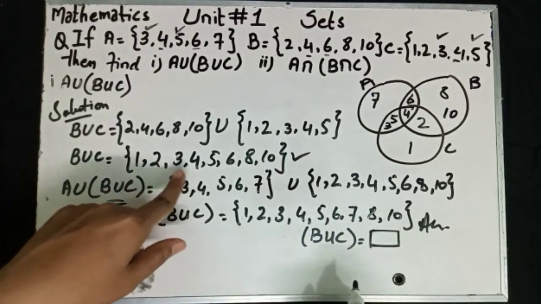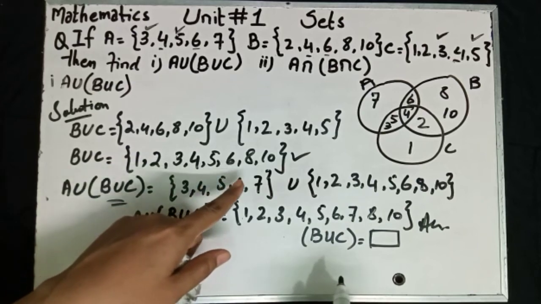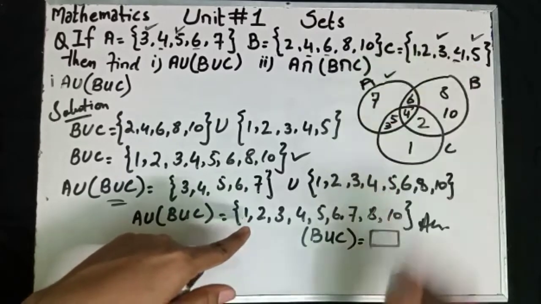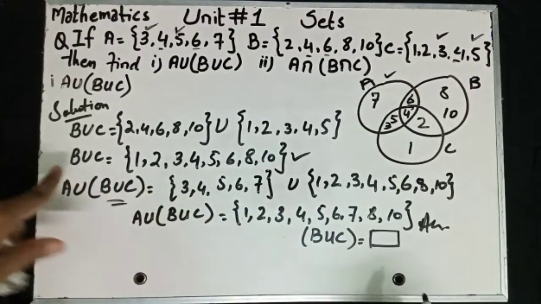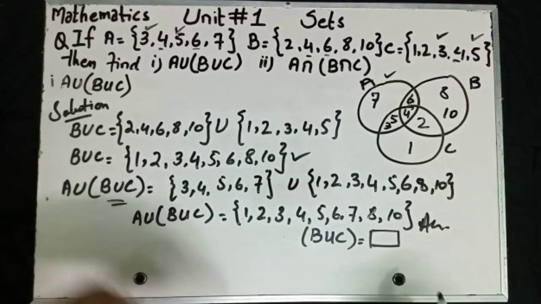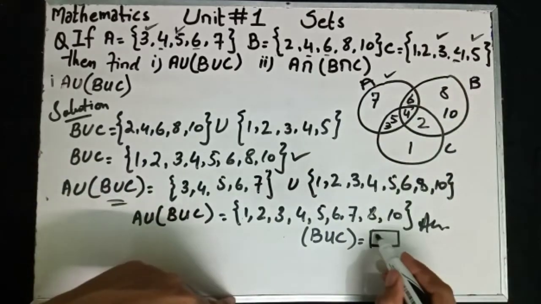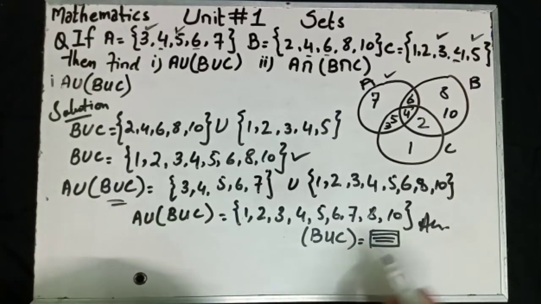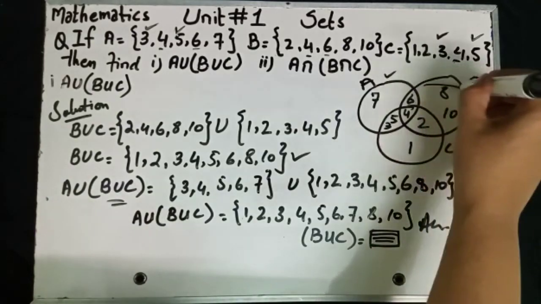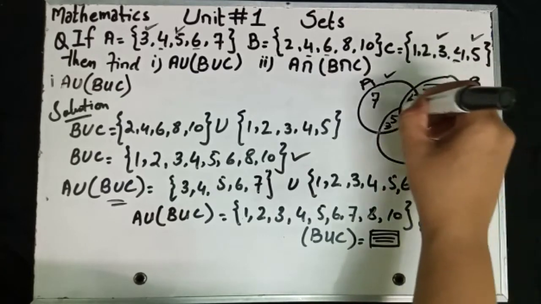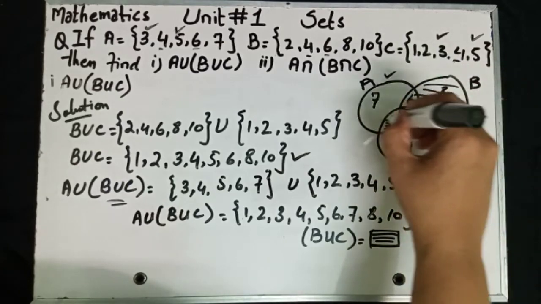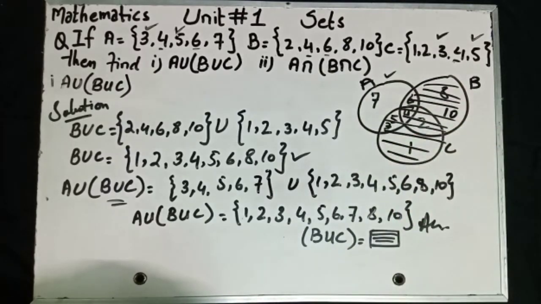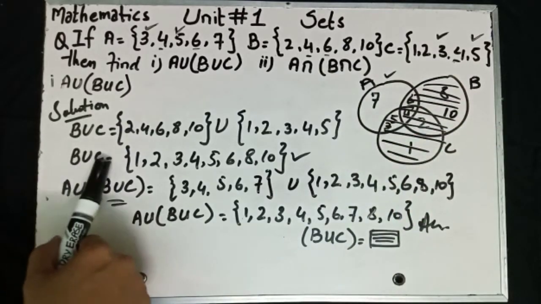1, 2, 3, 4, 5, 6, 8, 10. Except this part, all elements are included in the answer of B union C. So it's up to you. Apply vertical line or horizontal line. Okay, so B union C. Vertical line shows the answer of B union C.